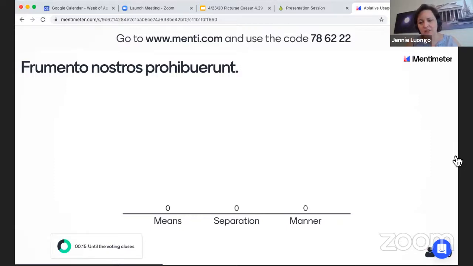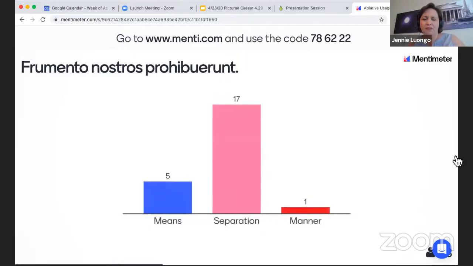So prohibuerunt, they kept nostros, our guys, away. They prohibited. So I think I just gave it away, but they've just got like ten more seconds. Manner probably would require a cum for the most part. Sometimes it doesn't. Manner can kind of go either way. But let's see how we did. All right, yes, separation again. They kept our guys from grain.